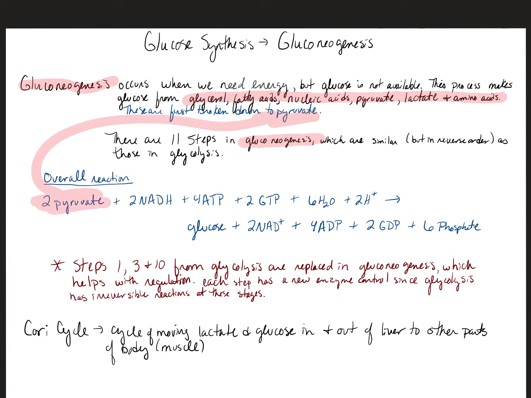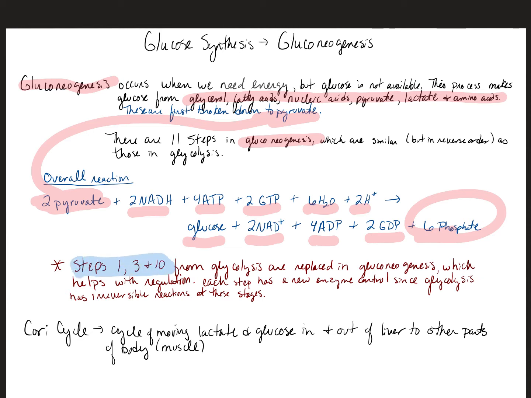first, you're starting with pyruvate, are combined with 2 NADH, 4 ATP, 2 GTP, water, and some hydrogen ions. And what that does is it yields glucose, NAD, ADP, GDP, and 6 phosphates. Now here's what makes things different. Steps 1, 3, and 10 are different.